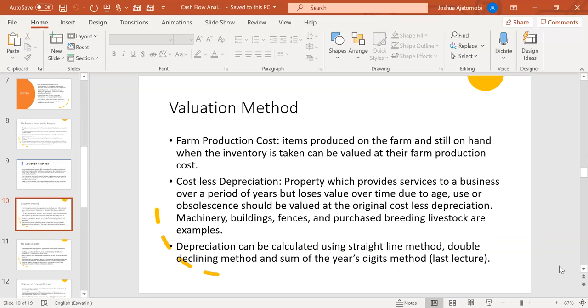Then we have cost less depreciation. This is how to value your machinery and building cost. The property which provides services for a business over a period of years, but loses value over time due to use or obsolescence, is to be valued at the original cost less depreciation: machinery, buildings, fences, purchased breeding livestock, and so on. A good example.